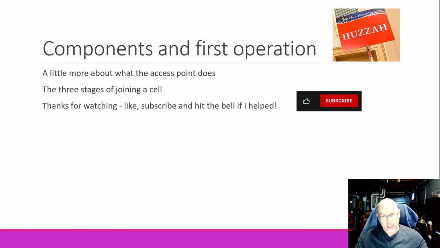Well, all right, huzzah! This has been a little closer look at access points and some of our components and our very first operation, which was joining a cell. We talked a little bit more about what the access point does, and we find out that it actually has a lot of responsibilities, a lot of jobs: the connection point between the wired and the wireless sides, all of the communication parameters, the beacon frame, and then managing all of the traffic within the cell. We also talked about the 3 stages of joining a cell. You're going to scan, and you'll either do that passively with the beacon or actively with a probe request, probe response sort of exchange, and then the authentication, and then the association.